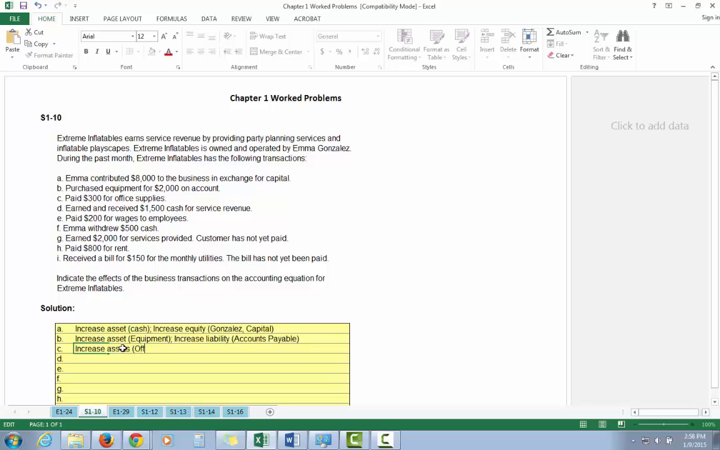Of office equipment, supplies, and a decrease in our asset of cash.